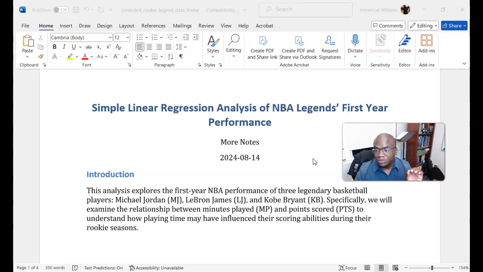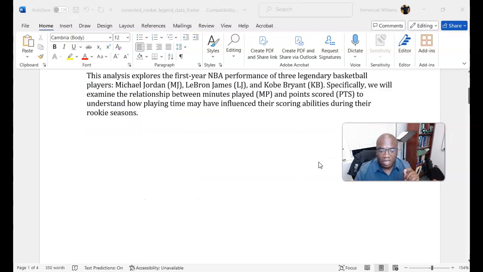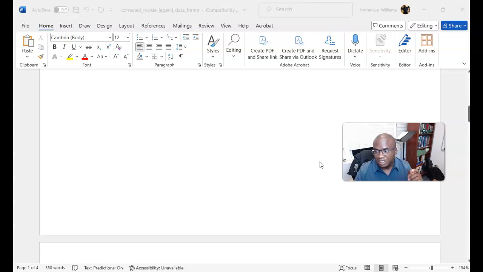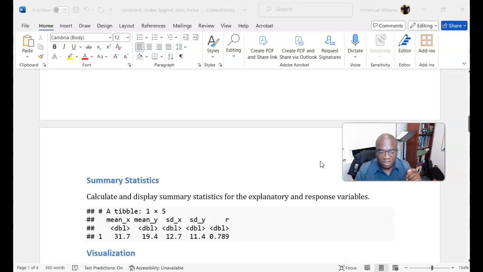Okay, in this actual data, I'm not going to specify the actual players. I'm just going to look at their minutes played and then their actual points scored. With that being said, let's look at the summary statistics. This is the mean of the X. What do you think the X variable would be? Minutes played would be the X, and then the mean for Y. Y, which is the response, is going to be the points scored. We have the standard deviation for X, standard deviation for Y, and then finally our correlation.